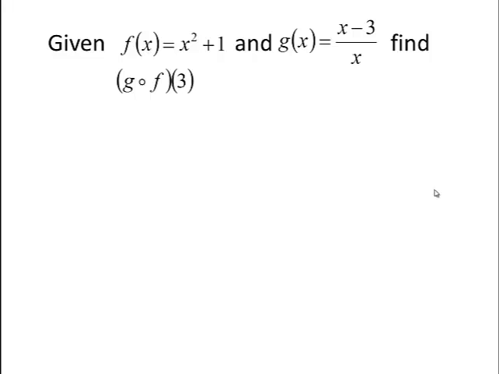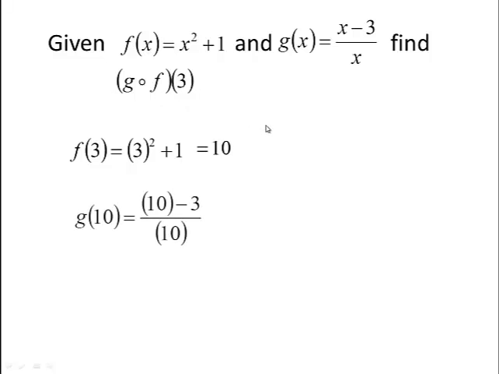Given f and g functions, find g of f of 3. First, use the 3 for the f, going backwards, and you get 10. Then you use that 10 for g, and you get 7/10.